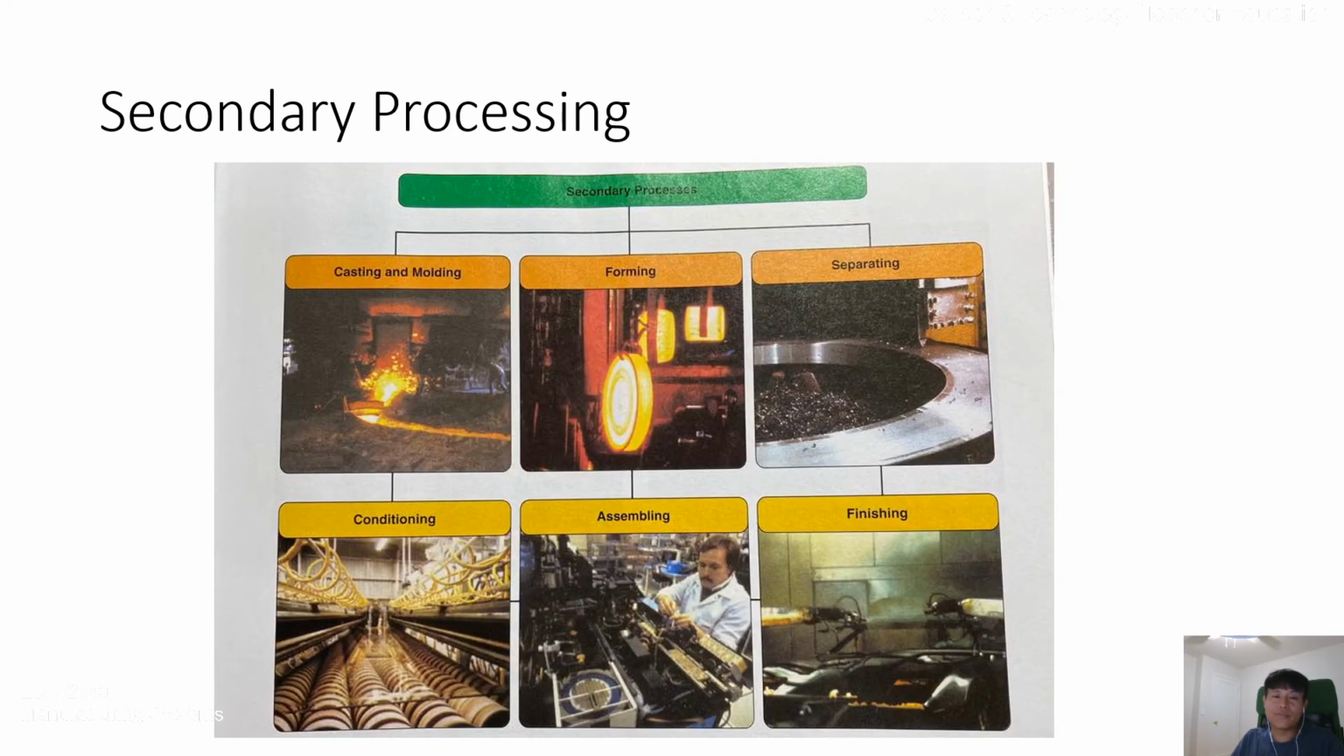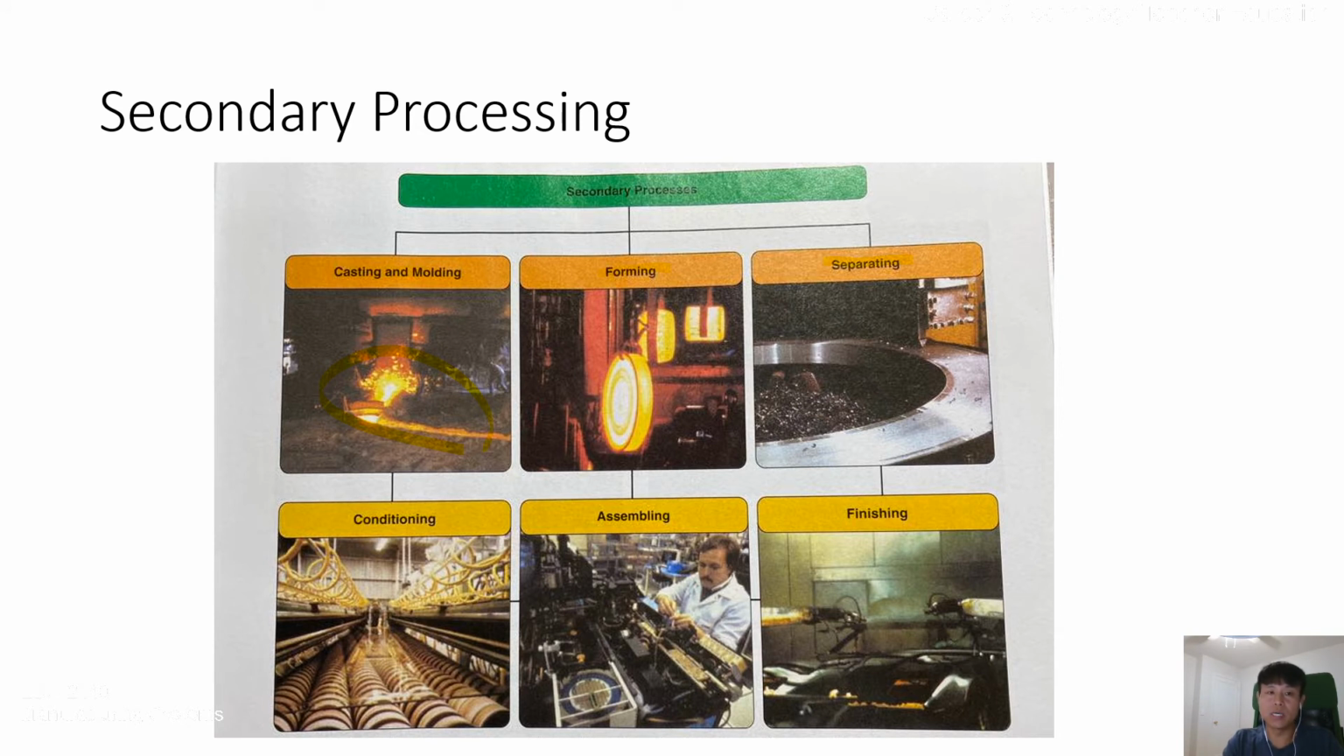Once we finish the primary process, we move to secondary processing. Secondary processing happens after obtaining the first product from the raw material, when we do other types of processing such as casting and molding for metal products, and then forming, separating, conditioning, assembling, and finishing. Those are secondary processing.